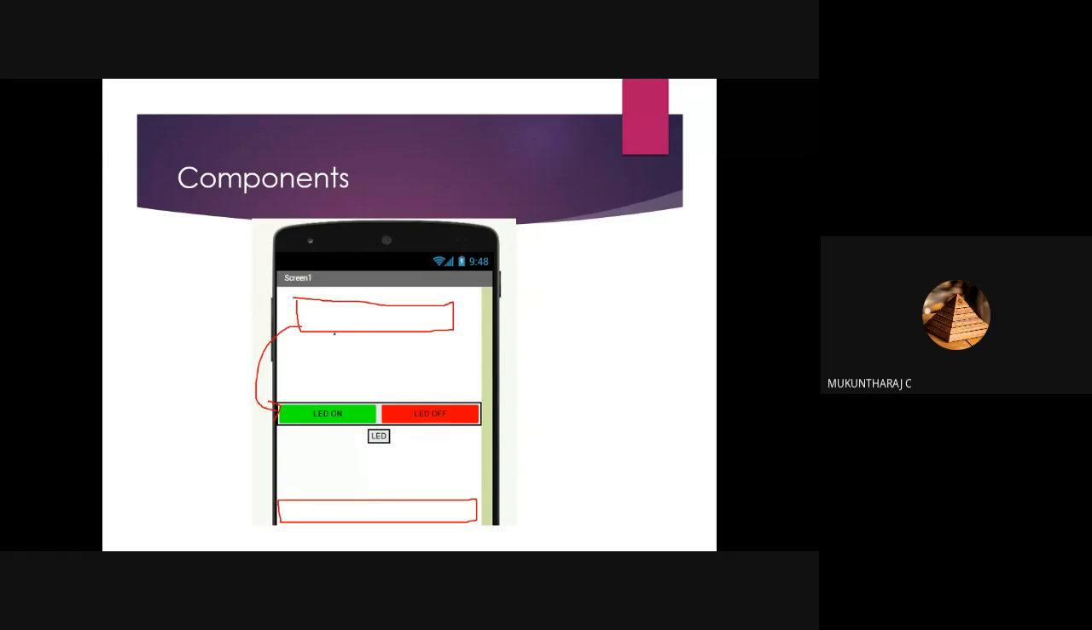Okay, so that is what our aim is, to give you the basics. This is how it is going to look. This is a horizontal arrangement, you can see. That horizontal arrangement is going to carry two buttons: one is for LED on and one more is for LED off.